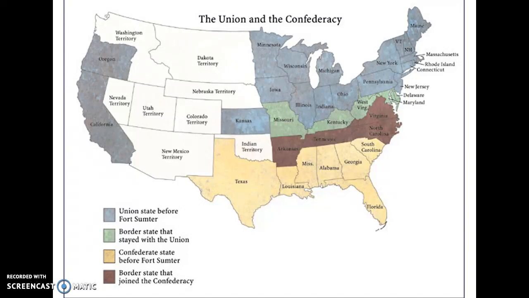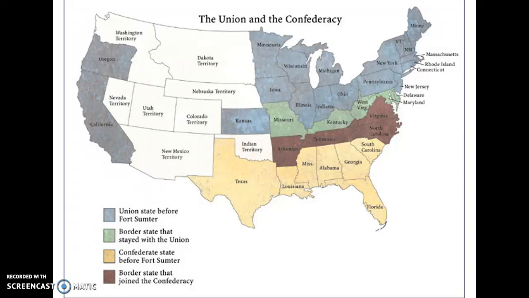So this is how the two sides look at the start of the war. You have the Union in blue, the Confederacy in sort of off-white there, all the way in the Deep South, and then which way some of the border states went.